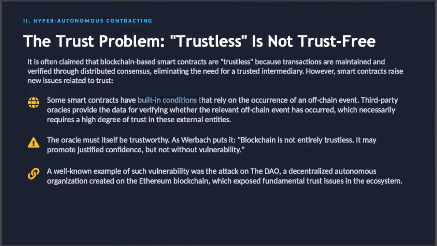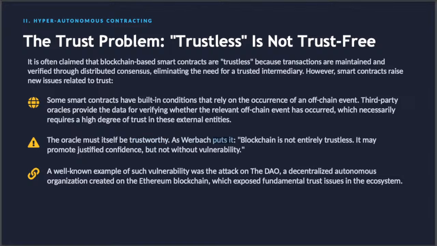Smart contracts have built-in conditions that rely on the occurrence of an off-chain event. Remember the oracles that have to bring in that data. Third-party oracles provide the data for verifying whether the relevant off-chain event has occurred, which necessarily requires a high degree of trust in these external entities. So if the trustless system relies on these external entities, then those external entities now can't be trust-free. They need to be trusted. The oracle must itself be trustworthy.